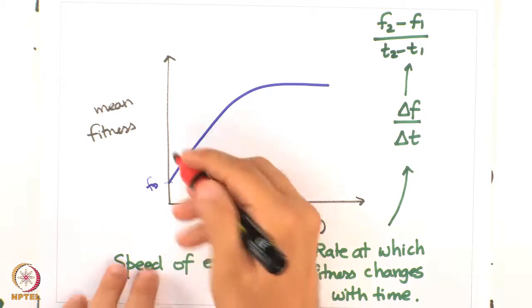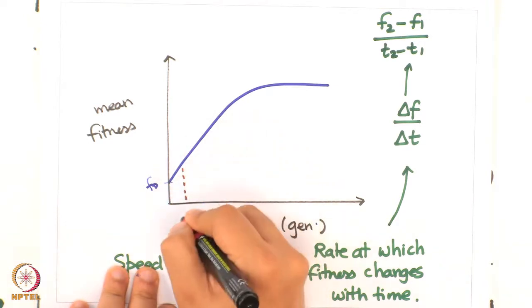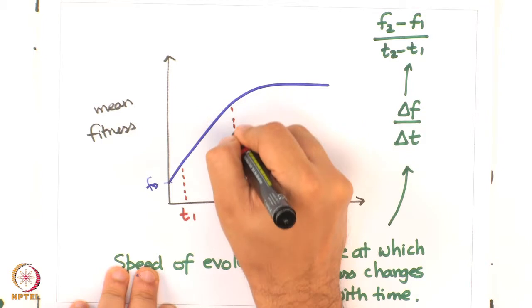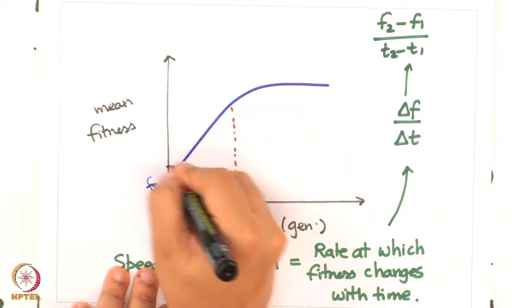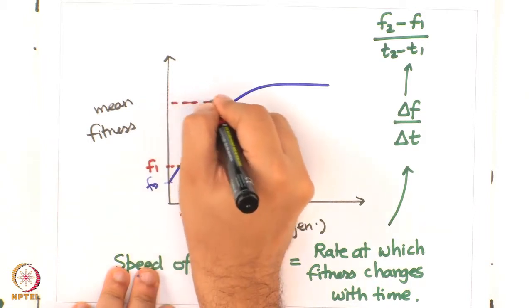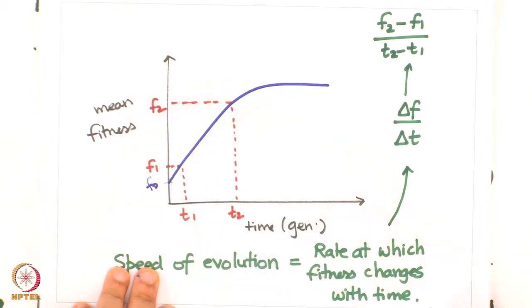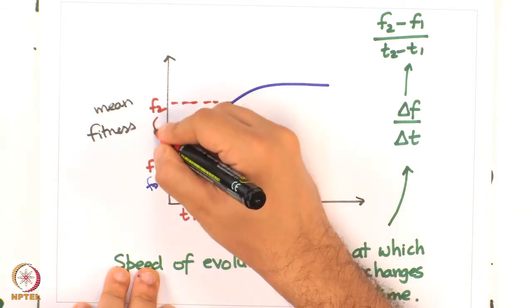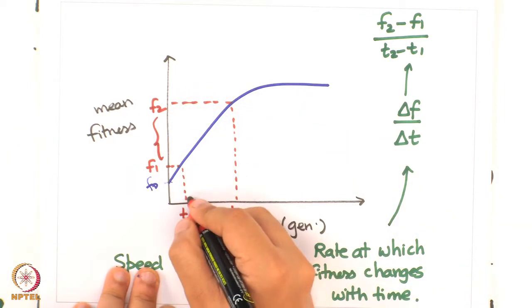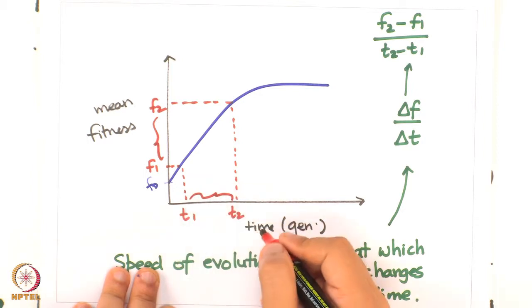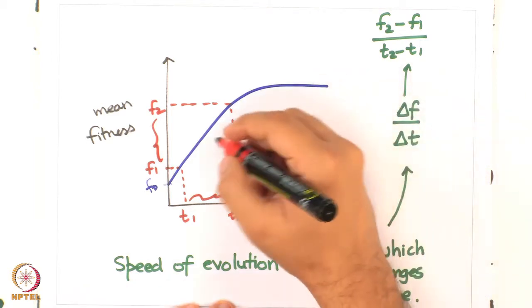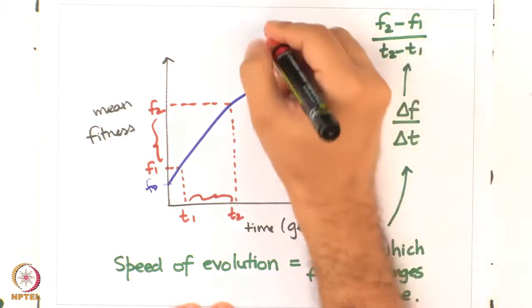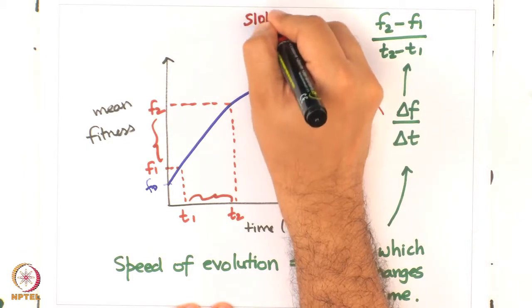And what this tells me is that if I were to choose t1 and t2 and on this graph find out its corresponding f1 and f2, then this change f2 minus f1 divided by this change t2 minus t1, that is what gives me an estimate of speed of evolution associated with the population. And this can be seen that this quantity is just equal to slope of this curve.